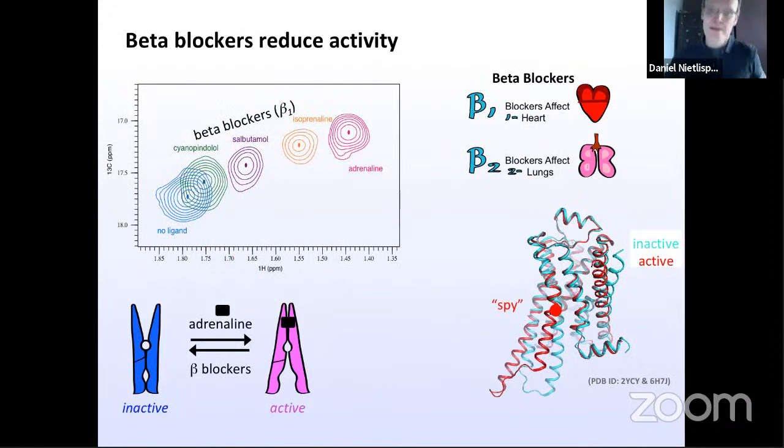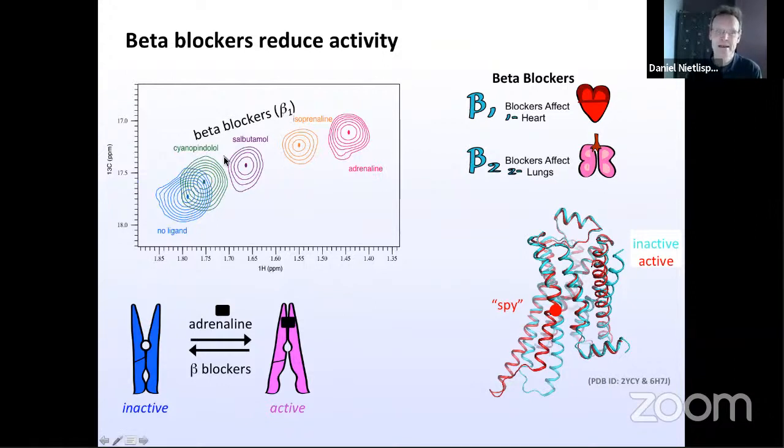So what we're now doing is watching one particular signal, one spy position on this receptor. We have seen already the blue and the pink spectrum. The blue is the inactive, non-liganded form, and when we bind the native adrenaline ligand, we end up in this pink form. What we can then further do is investigate the effect of a range of drugs, so-called beta blockers. Beta blockers are typical drugs taken by a person who might have had a heart attack or who has some vascular issues, and they have the effect of reducing the blood pressure and or the heart rate.